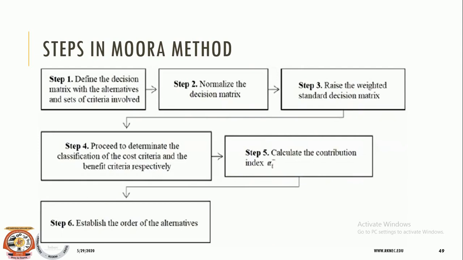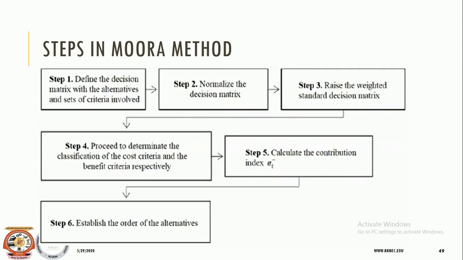Step 1, the decision matrix with the alternatives and the set of criteria is involved. So as a very normal and usual way to start, we must have the decision matrix, with the alternatives as well as the criteria. Then in the second step, we are supposed to normalize the decision matrix. Here we will be using a different method for normalization. There will not be a separate method for cost criteria and benefit criteria. The method will remain the same for both the criteria.